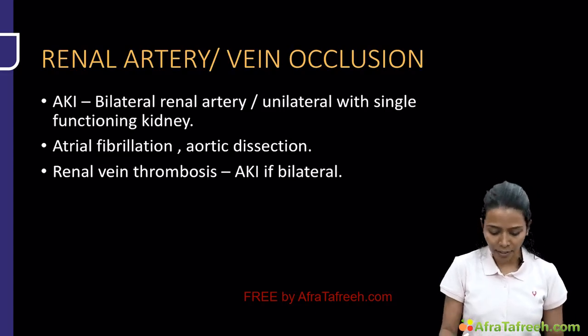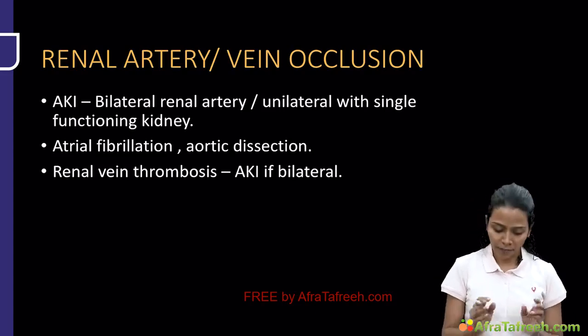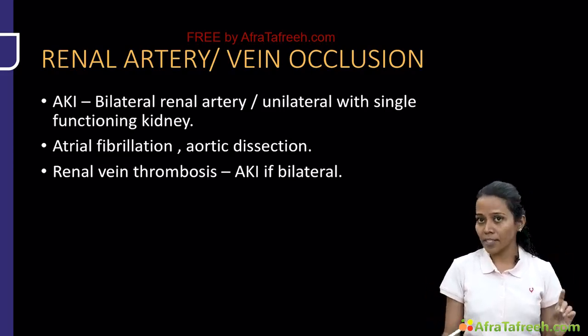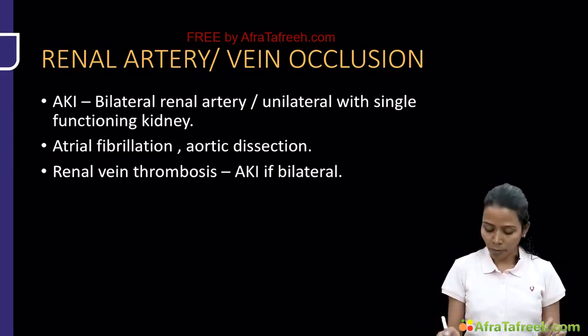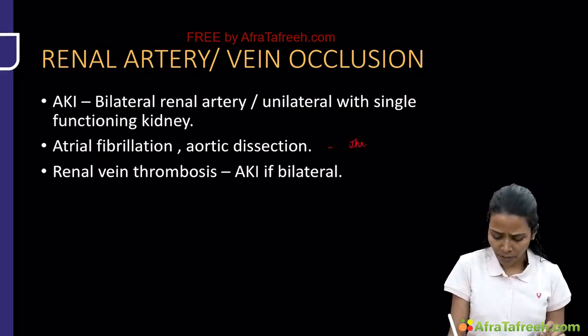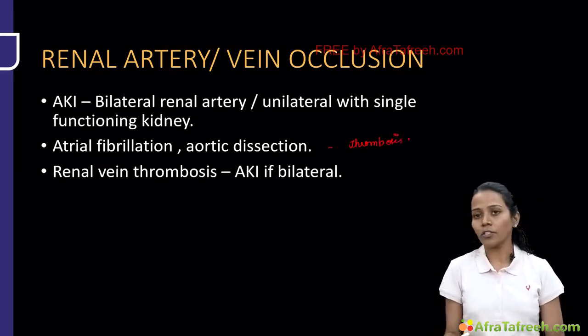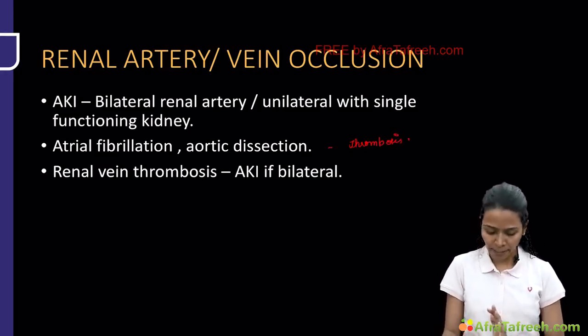Now next is renal artery or vein occlusion. Generally, if there is AKI, that means there is bilateral renal artery involvement, or if there is a single kidney, it can be unilateral. Thrombosis or embolism happens generally when there is atrial fibrillation or aortic dissection. With renal vein thrombosis also, AKI happens if it is bilateral.